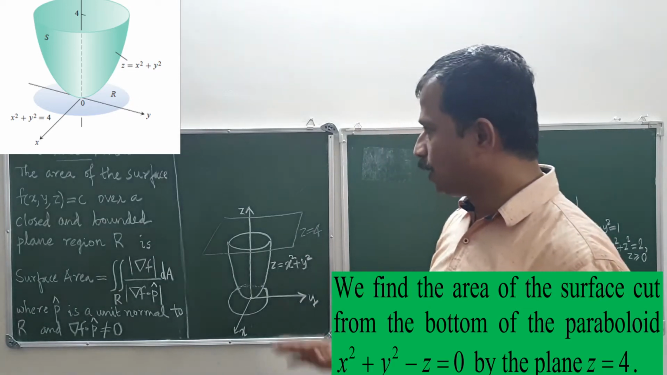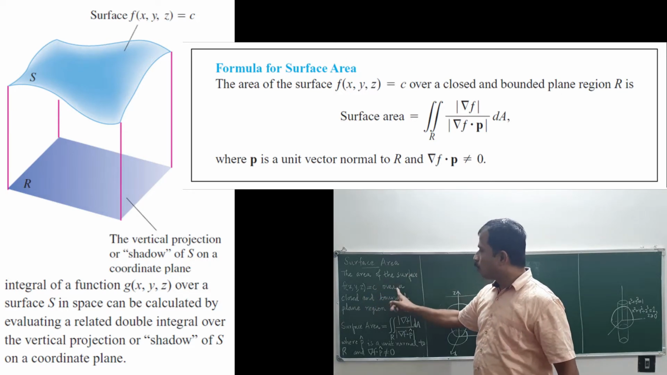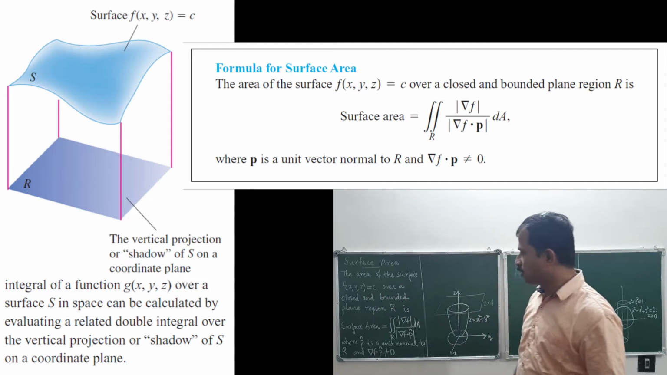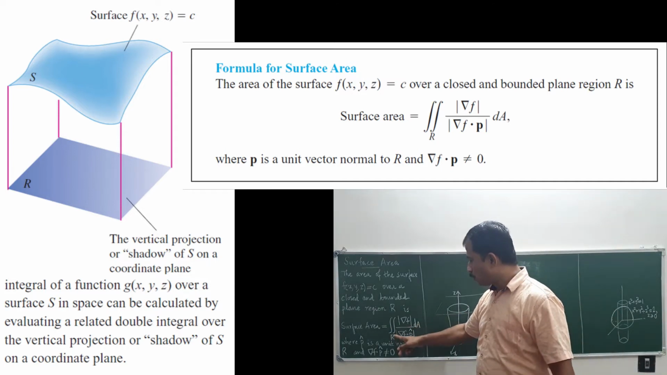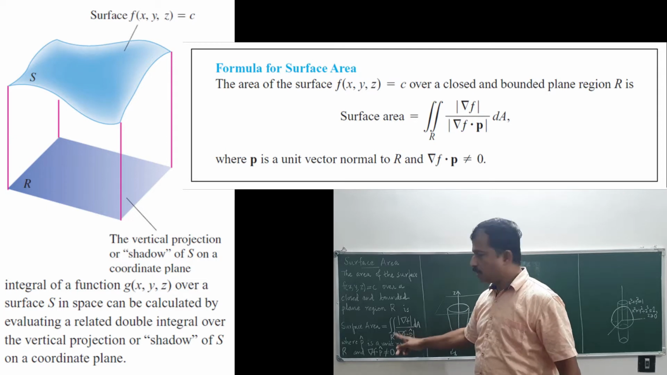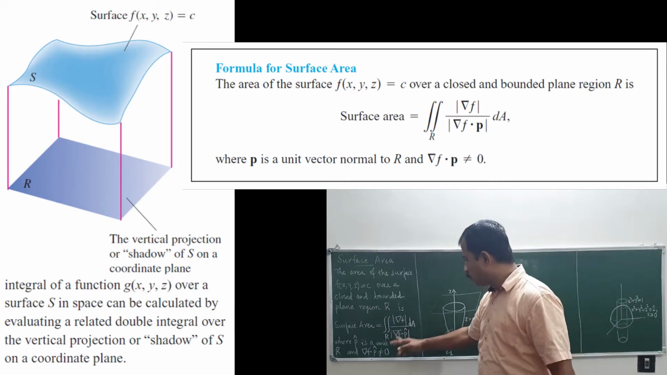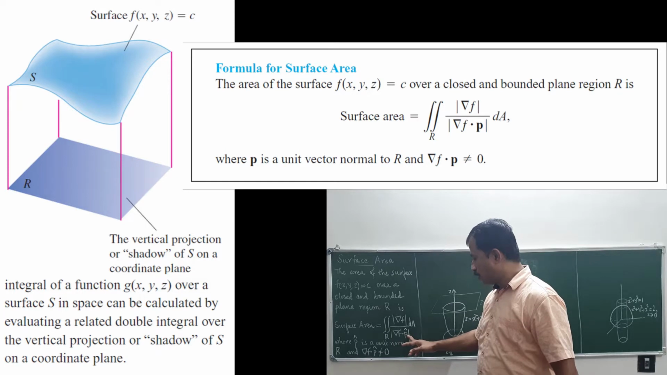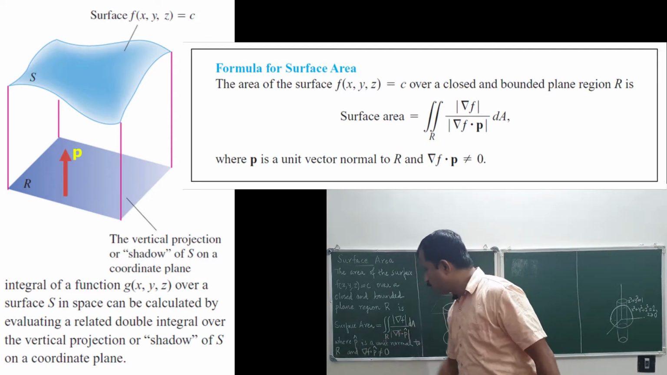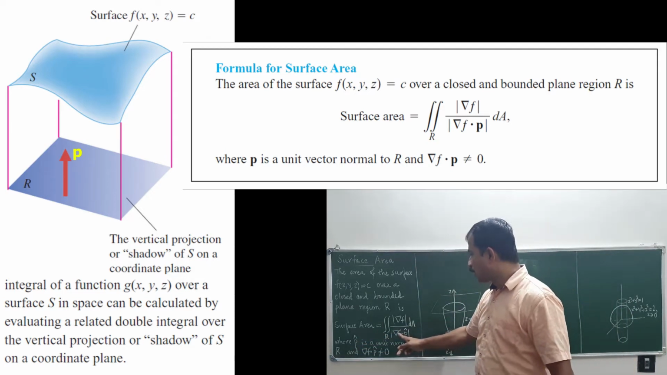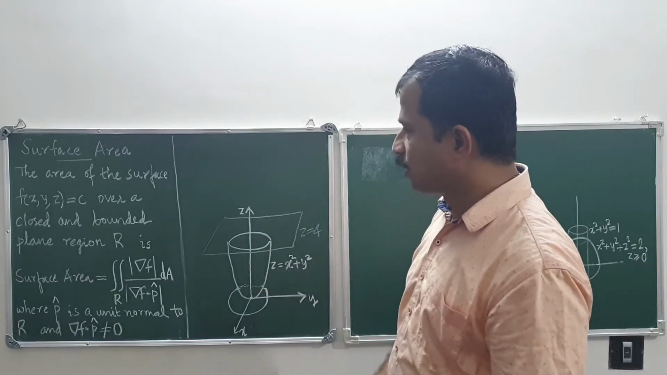For that purpose, we use this formula. The area of the surface f of x, y, z is equal to c over a closed and bounded plane region R is given by the formula: surface area is equal to the double integral over the region R of the magnitude of grad f divided by the magnitude of grad f dot unit vector p, dA, where unit vector p is a unit vector normal to the region R, and we also assume that grad f dot unit vector p is not 0. And we have to identify the region R.